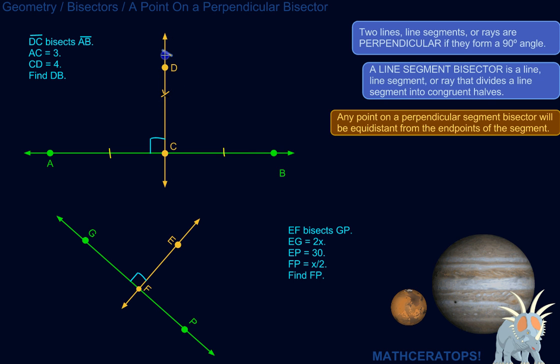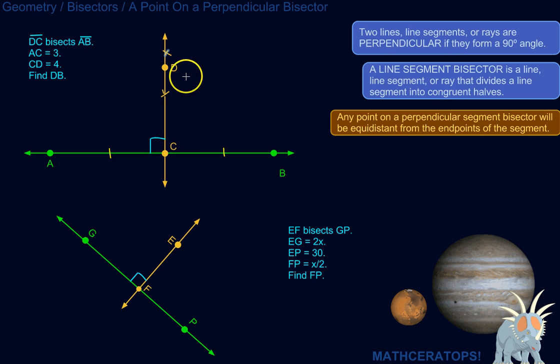Any point will be equidistant from the endpoints of the segment that the line segment it's on is bisecting. So the distance from A to D, for example, would be the same as the distance from D to B, is all that's saying. So you can use this fact to solve for missing information. It's like a game. Here's kind of a silly one, and then we'll do a little bit more of a serious one. Okay, so DC bisects AB.